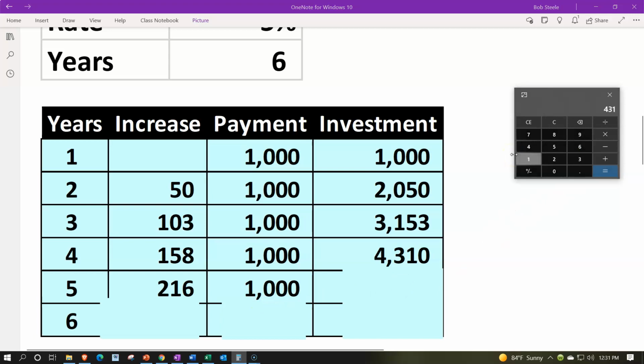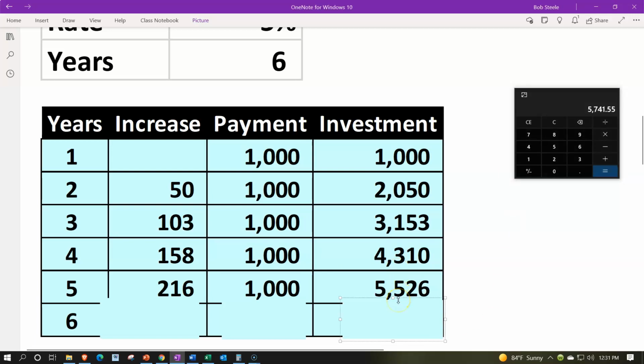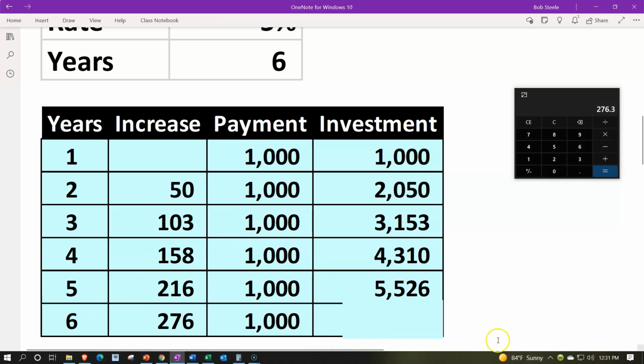Brings us to 4,310 plus 216 plus 1,000, which is going to get us to the 5,526. Let's do that one more time. Hold on a second. 4,310 plus 216 plus the 1,000 is 5,526, times the 0.05 again. Finally gets us to 276, plus we have another 1,000 that we put in at the end of that period.